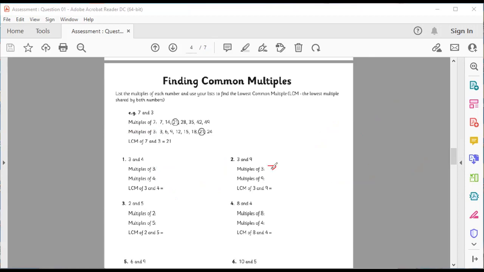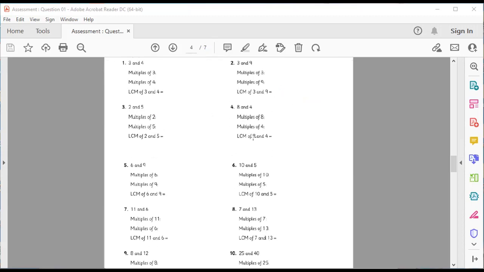Multiples of 3: 3, 6, and 9. And definitely 9 is already there. Yes or no? So the lowest common multiple is going to be 9. Pretty easy. So in that way, guys, I hope you can do this very simple exercise, finding common multiples using the listing method. Got it? Clear.